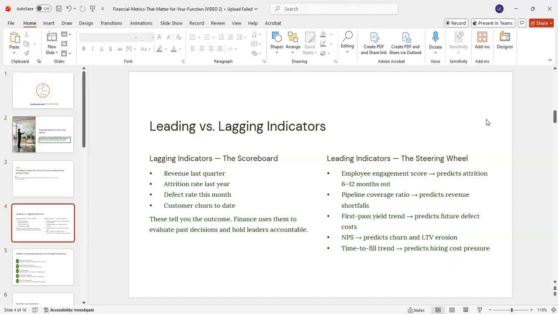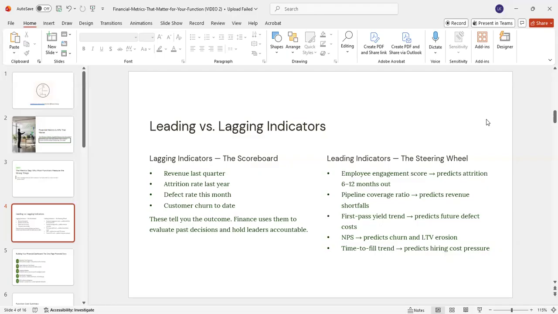Okay? So now let's look at some of the examples of leading indicators and contrast them with lagging indicators. Okay? So if you think about lagging indicators, the scoreboards that we typically use, financially, we might say, what was the revenue last quarter? And from a HR perspective, we might talk about the attrition rate that is currently being reported, right? So the attrition rate from last year or last quarter. We might quote defect rates this month. We might quote customer churn over a certain window of interest.